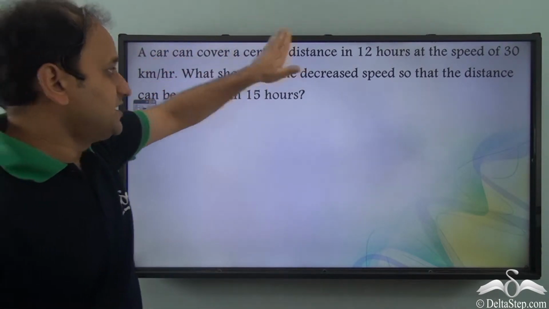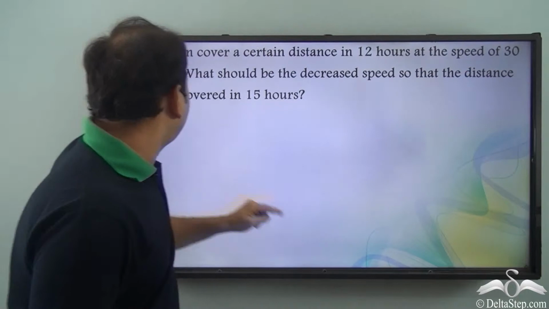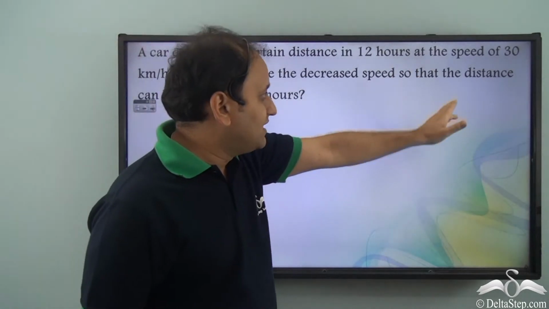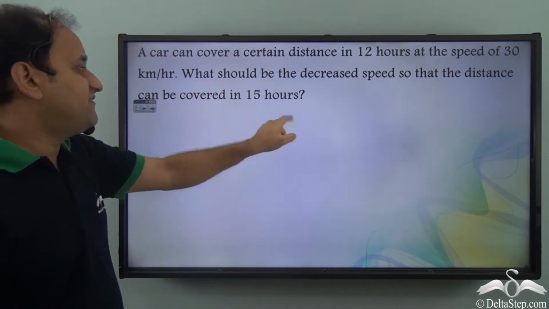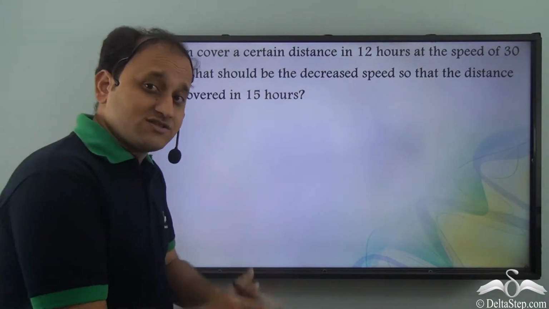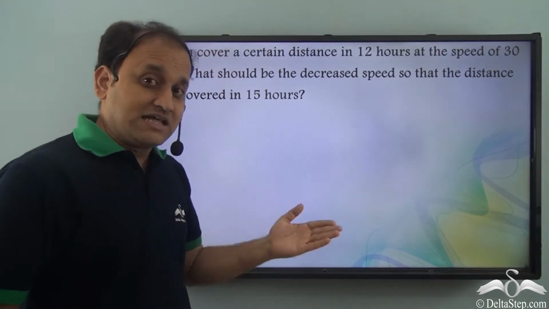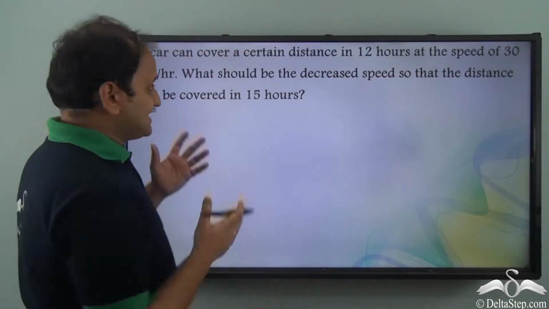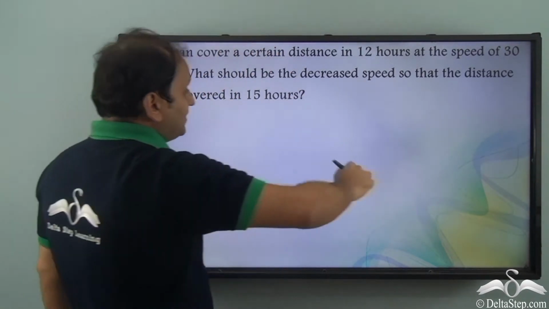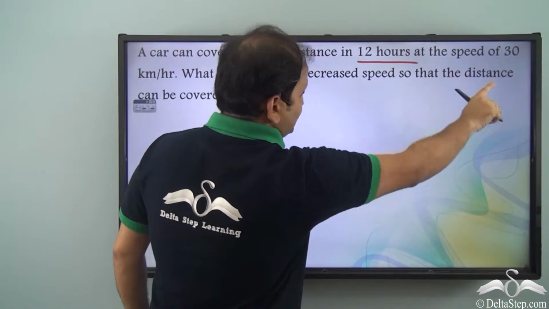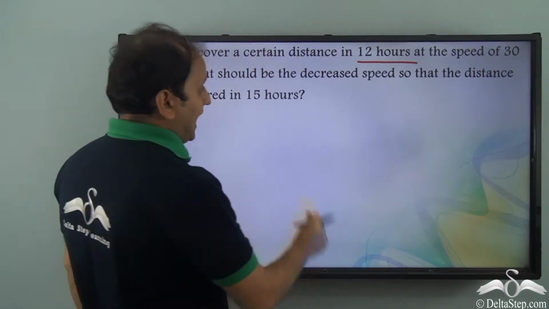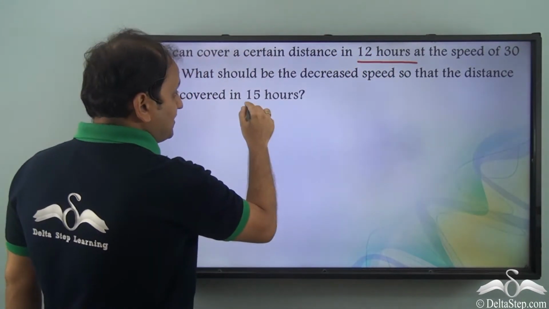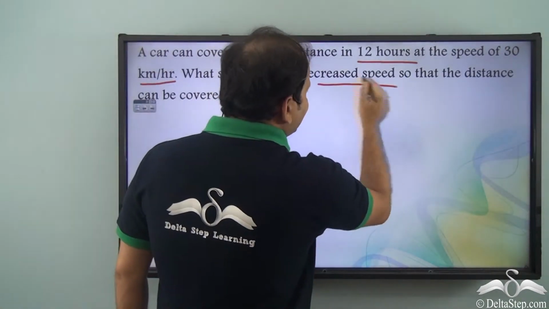A car can cover a certain distance in 12 hours at the speed of 30 kilometers per hour. What should be the decreased speed so that the distance can be covered in 15 hours? So here distance is constant. Whenever distance is constant, then speed and time always show inverse variation. So clearly we can see that the car can cover the distance in 12 hours at the speed of 30 kilometers per hour. And it's given in the question itself that if the same distance is covered in 15 hours, then what will be the decreased speed?